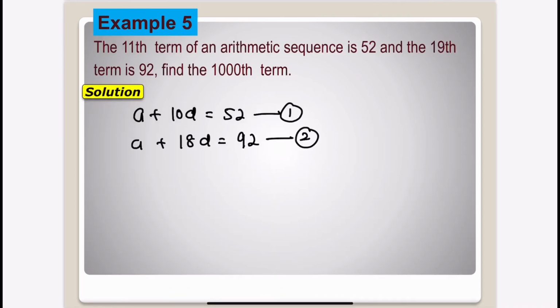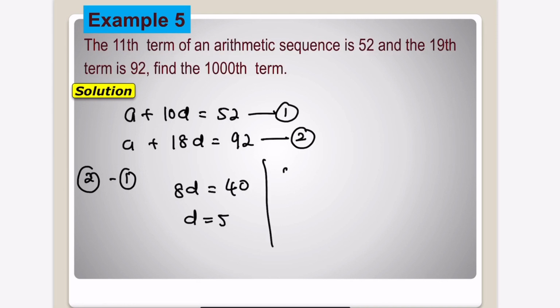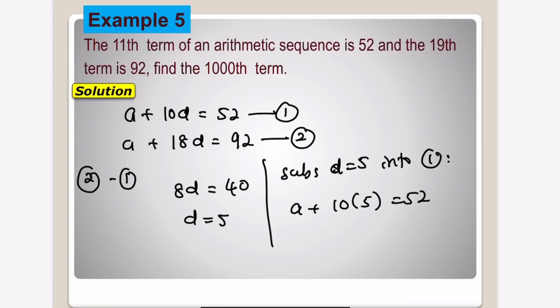In order to find the value of a and d, we need to use simultaneous equations. So equation 2 minus equation 1, you will get 8d equals 40. Therefore, d equals 5. And then, you need to substitute d equals 5 into equation 1. Therefore, a plus 10 multiplied by 5 equals 52. You will get a equals 2.